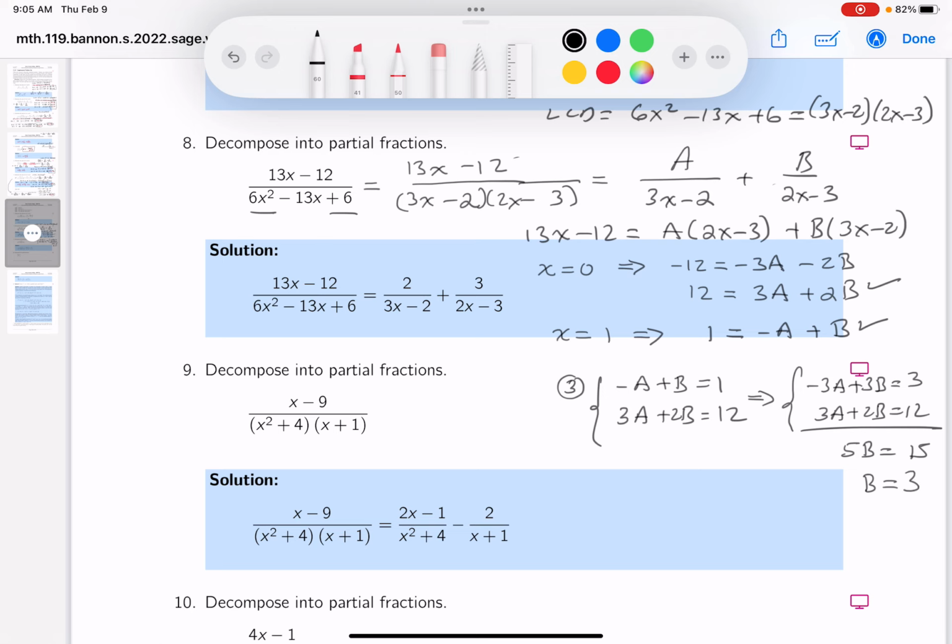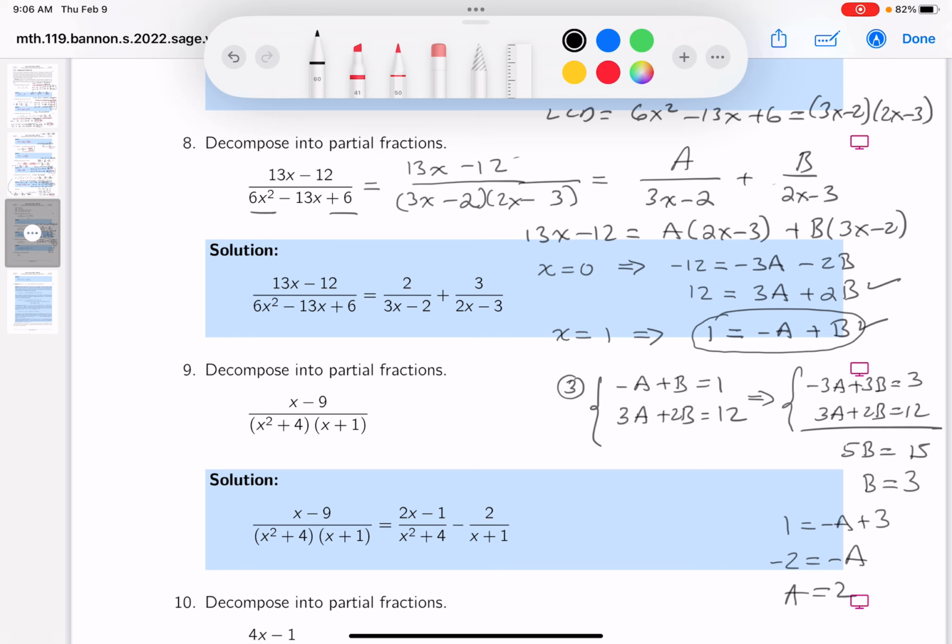All right, now certainly I'm going to look at this equation now to figure out the A. Let me write that down for you. So 1 equals minus A plus 3. I'm going to subtract 3 from both sides. You get minus 2 equals minus A. So I'm going to say A is 2.